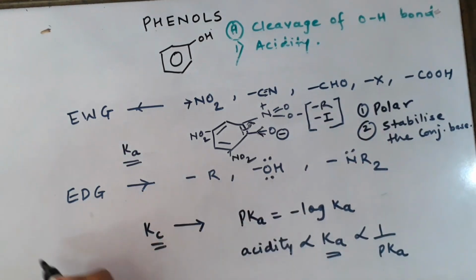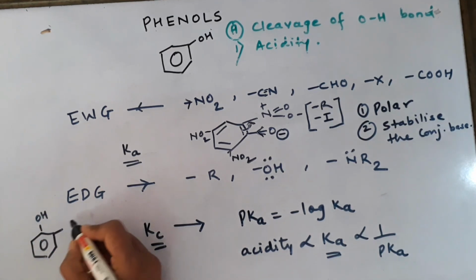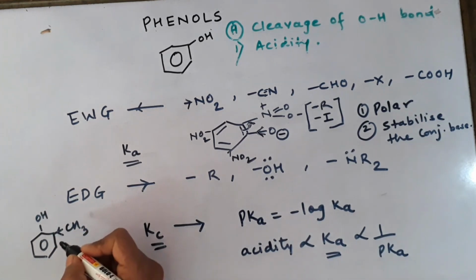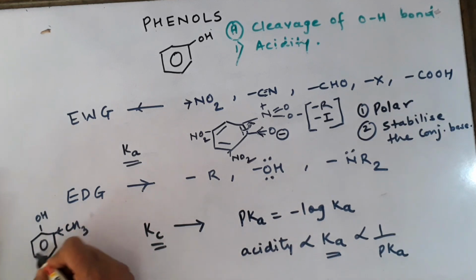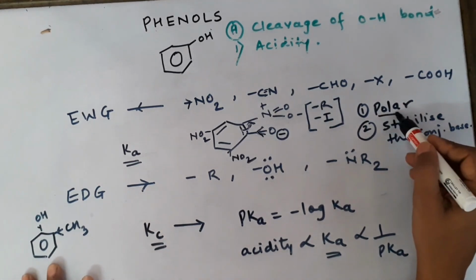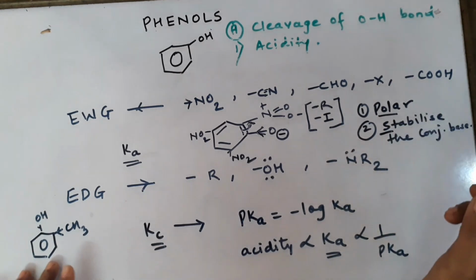So in case of groups like alkyl, let me give you one example. Like phenol is there, and if you are thinking of attaching a methyl group, for example, then what is it going to do? It's going to give so much of electrons to the benzene, and the benzene becomes so electron rich. It's not going to pull the electrons of oxygen now very strongly towards itself. So electron donating groups are going to increase the electron density on the phenolic compound and reduce the polarity of the OH bond, and also they destabilize the conjugate base.